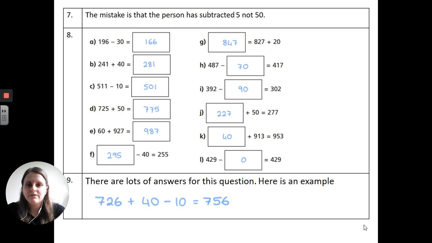Okay, and our final set of answers. There you go. Pause again to have a look at your answers.